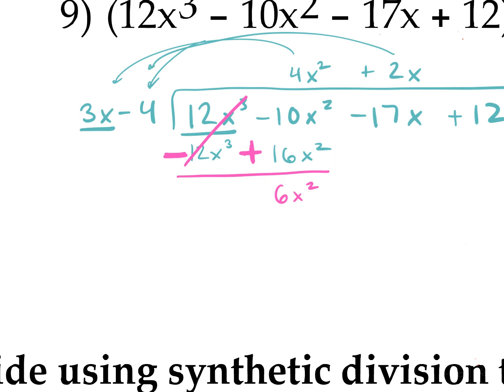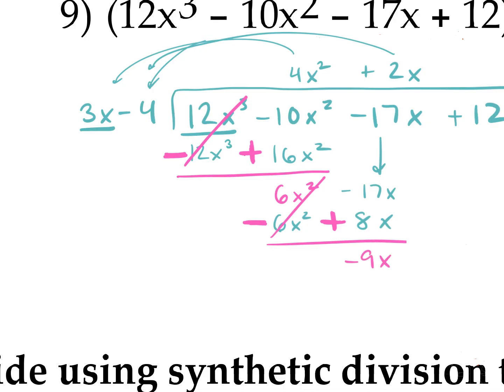I'm going to multiply 2x by everything out front. So we get 6x squared minus 8x. Change the signs and combine. 6x squareds cancel. I'm going to drop down negative 17x. Negative 17x plus 8x would be negative 9x. Then we divide again.